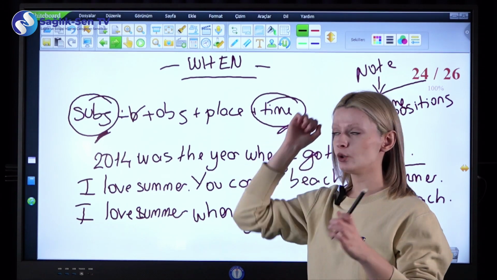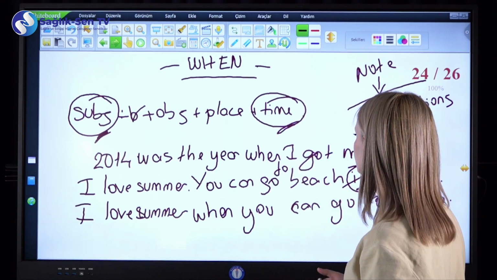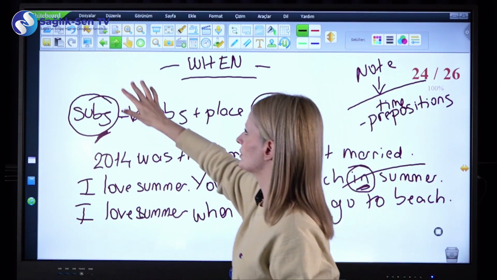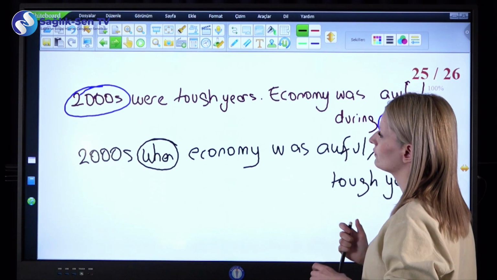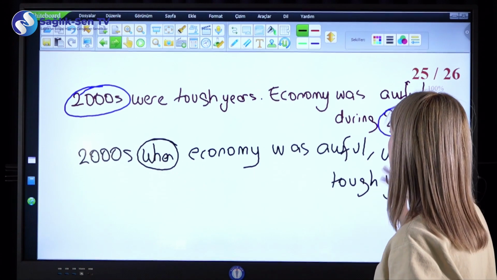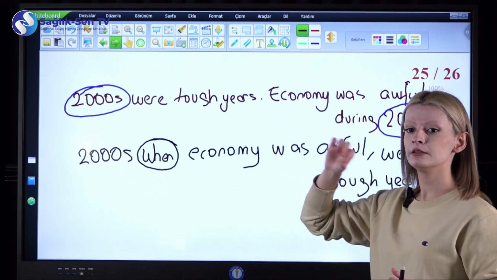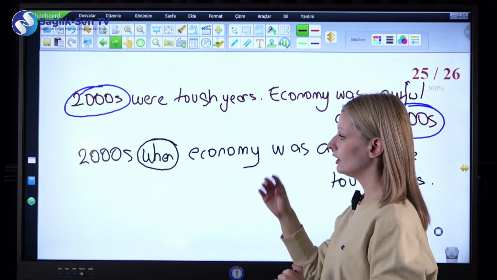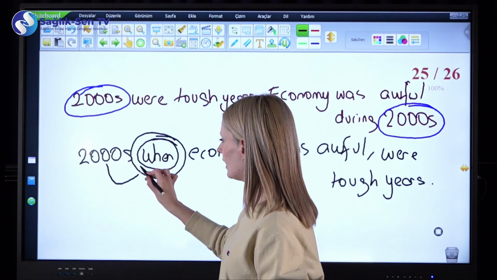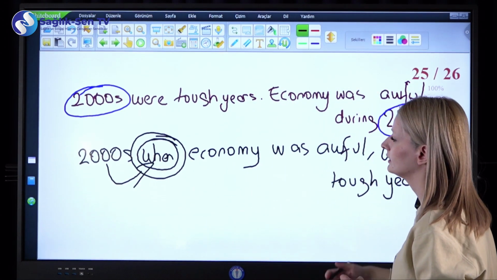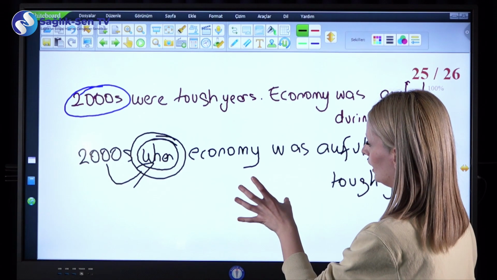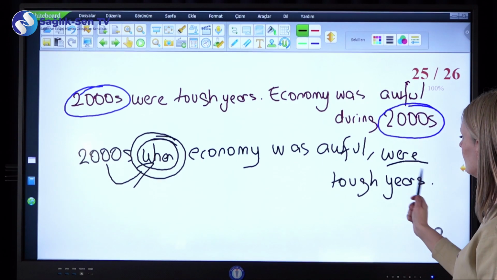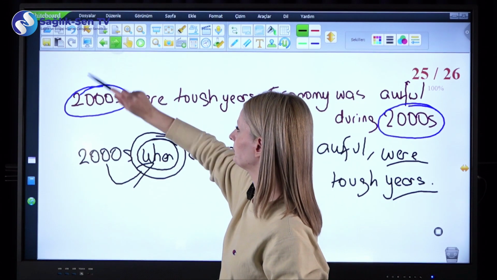Then we talked about when. I love summer. You can go to the beach in summer. I love summer when you can go to the beach. 2000s were tough years. Economy was awful during 2000s. Again, I did my sentence. I started with the common figure of speech, 2000s, and right after that I used the correct relative pronoun and continued my sentence with the meaning of time. Economy was awful, were tough years.